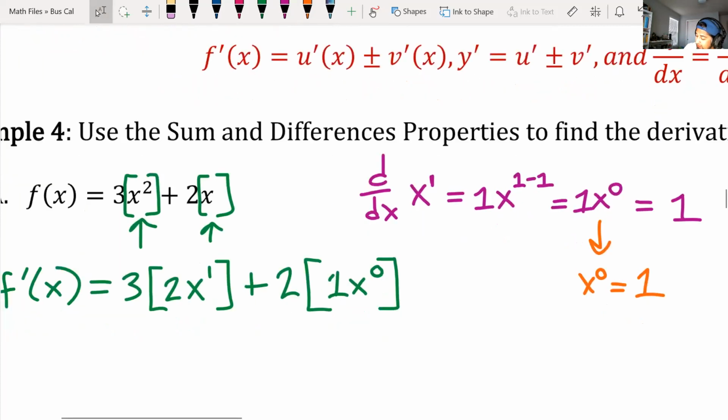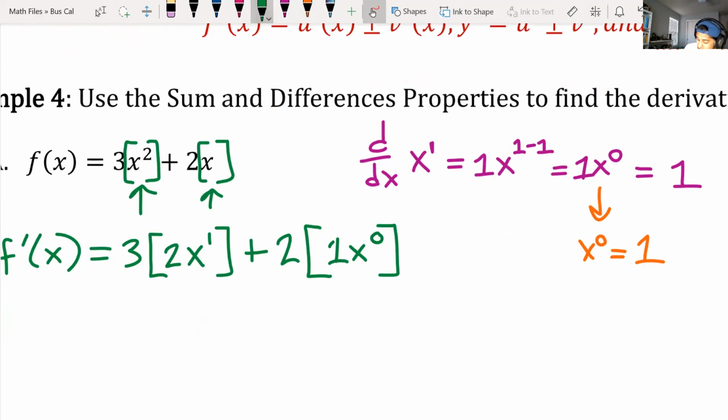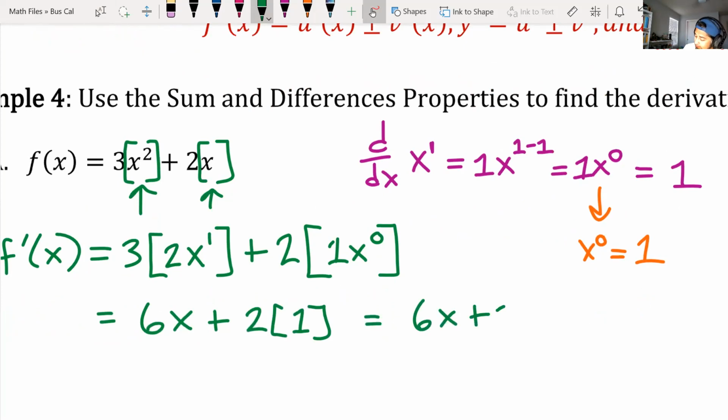Which means if we clean this up, I'll get 6x plus 2. That's it. Because once again, this is 1. Or maybe I should write that out, right? You'd get 1, which gives us 6x plus 2. There we go. That's better.